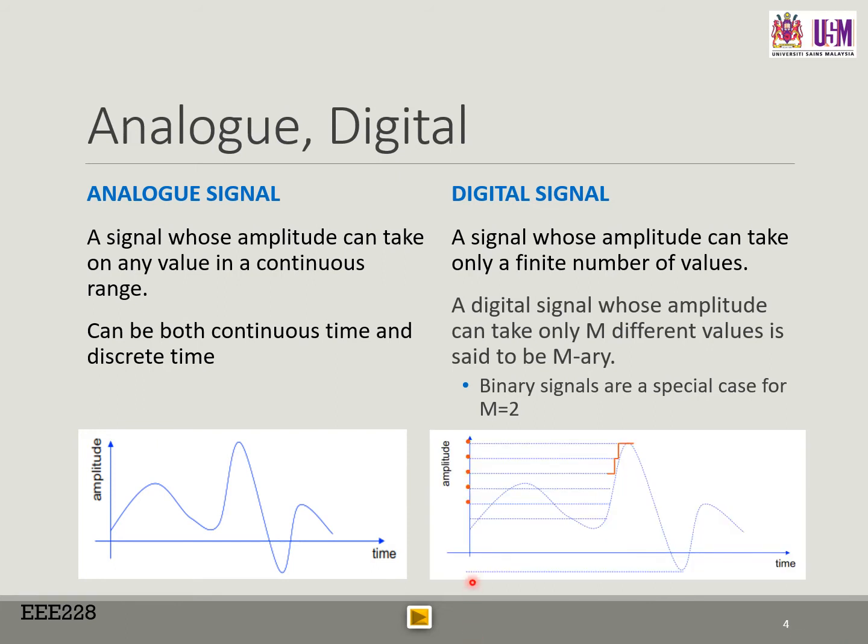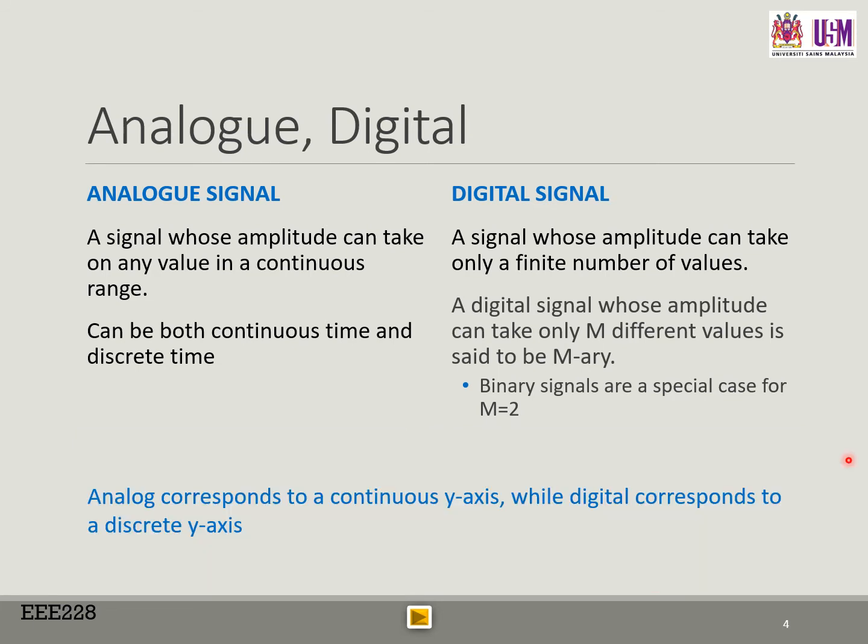Okay, now if you compare analog and digital signals, both of them can exist at all values of time or discrete values of time. But the difference is that for analog, the values along the y-axis have a continuous range, but for digital signals, along the y-axis, it takes only certain finite values. Analog corresponds to a continuous y-axis, while digital corresponds to a discrete y-axis.